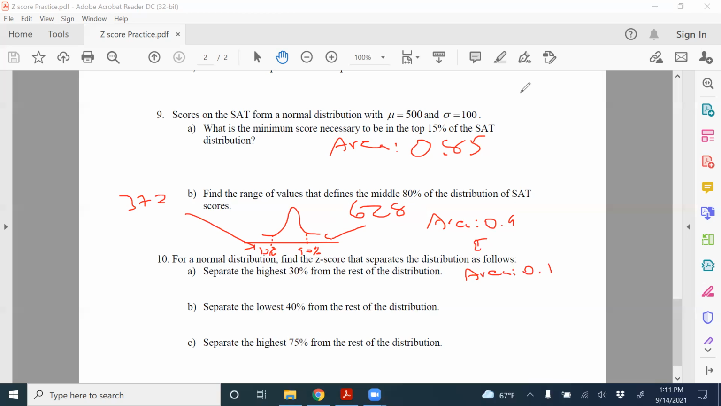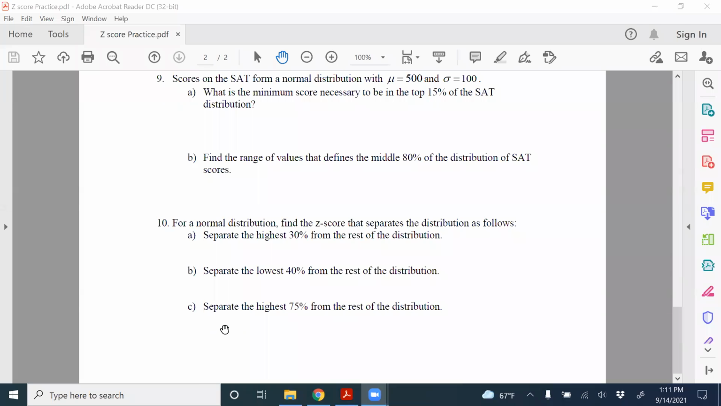So that's it. And then finally for number 10, find the z-score that separates the highest 30% from the rest of the distribution. In this case, you're going to do 2nd Vars, option 3 yet again, and separate the highest 30%. So here's mu, and that'll be the 70th percentile over here. You want all this to be shaded to the left of it, so your area is going to be 0.7.